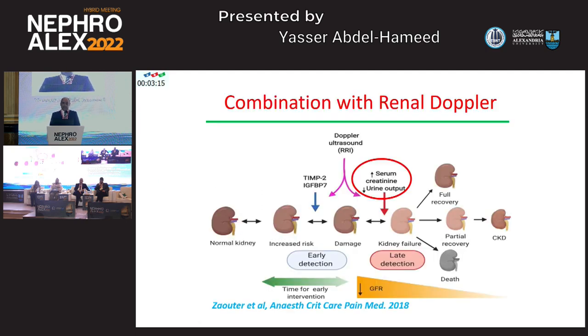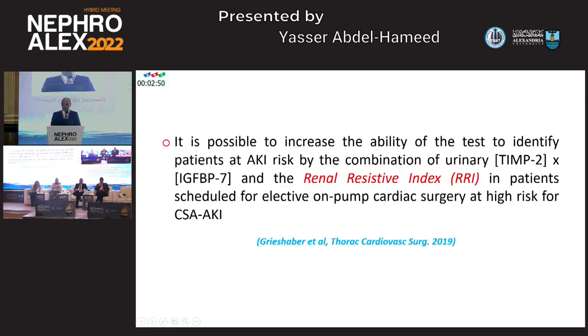Another method for early detection is the renal Doppler. Elevation of renal resistivity index in patients at risk was found to be representative of risk of acute kidney injury, but unfortunately was found to detect it late. Combining the renal Doppler with TIMP-2 and IGF binding protein 7 was found to increase the sensitivity of this procedure in early detection, as for example in this study in thoracic cardiac surgery.